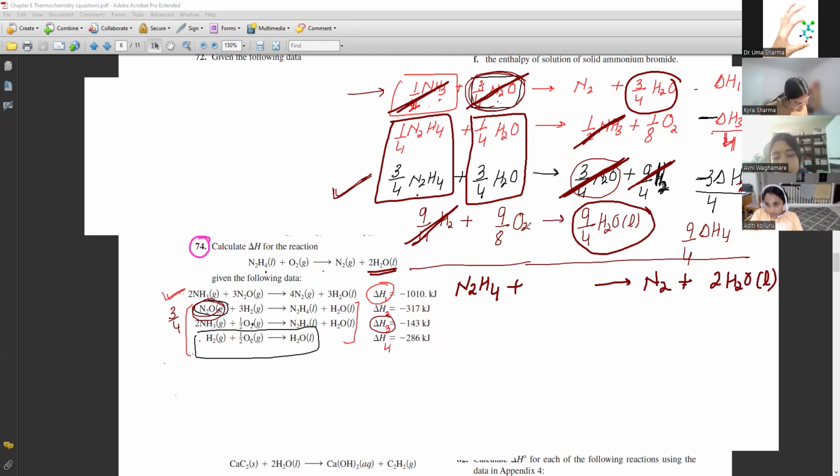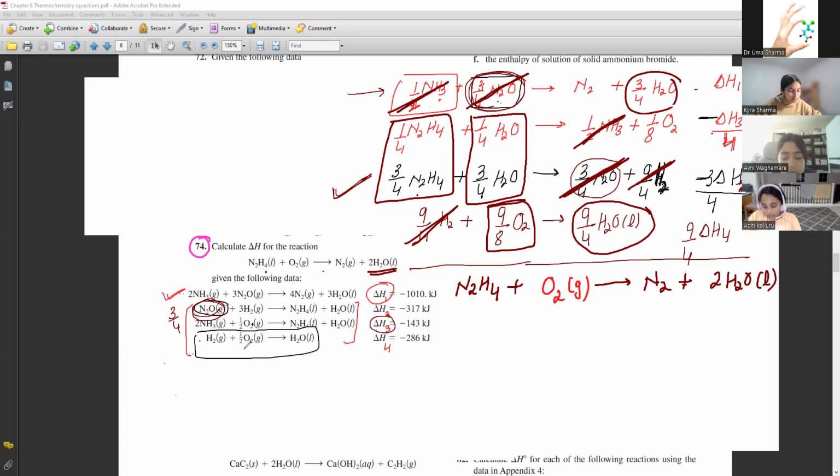Now check your oxygens. How many oxygens on this side? 9/8. And this side? 1/8. So just do 9/8 minus 1/8, and you get 1. So just the desired O2 equation. Are you getting your desired equation?